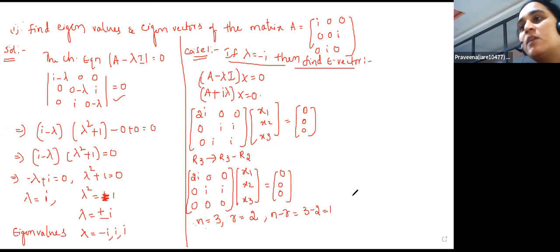Okay. From the equations, let us take one variable as an arbitrary constant, right? One variable as an arbitrary constant. I am telling slowly only.